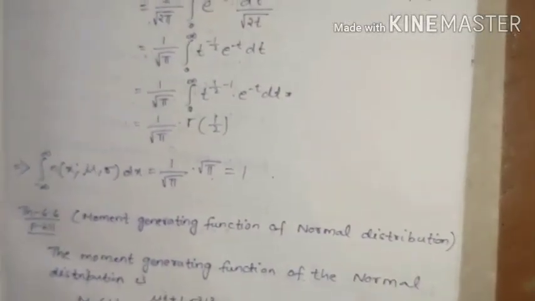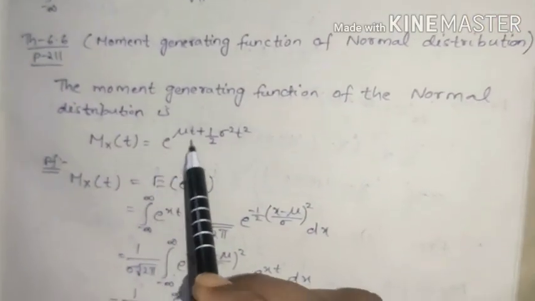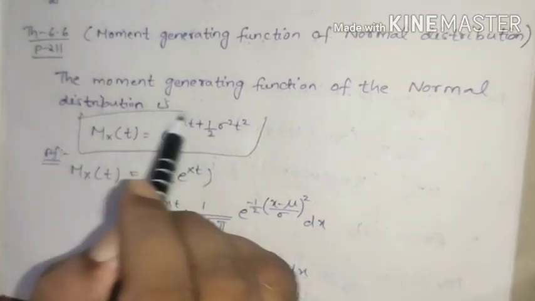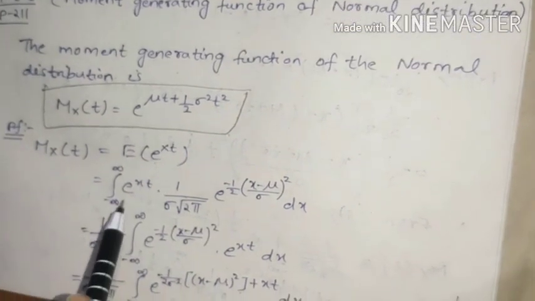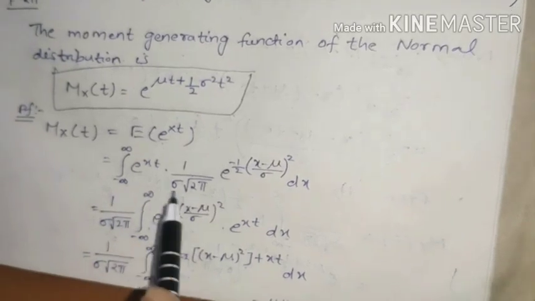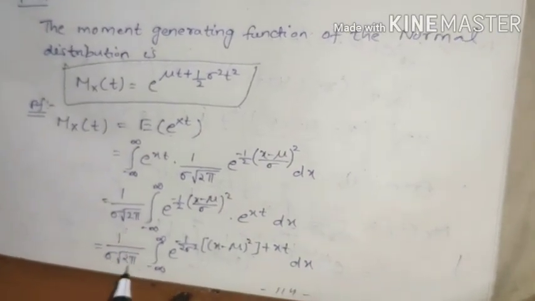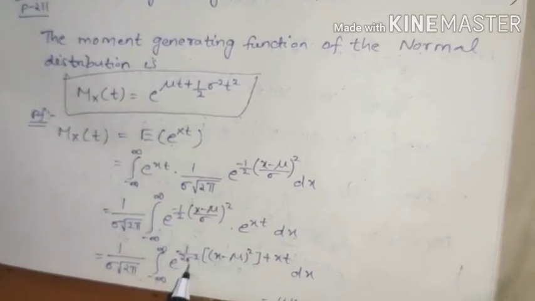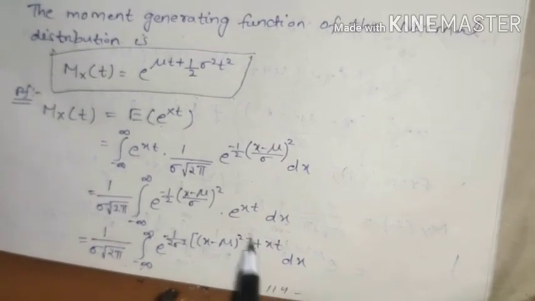And how can you find out the moment generating function? The moment generating function is e to the power mu t plus half sigma square t square. We have to prove this. How can you prove this? Now M x of t is equal to E of e to the power xt, and you have to take the integration because it is a continuous random variable, and put the formula: 1 by sigma root over 2 pi, integral from minus infinity to infinity of e to the power minus 1 by 2 sigma square into x minus mu whole square minus 2 sigma square xt dx.